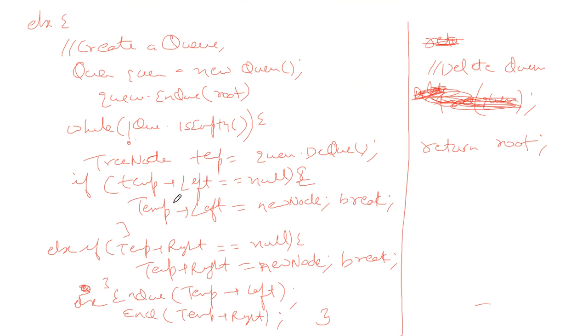Okay. Temp's left is null. Okay. Temp left equal to new node and break. So this while loop will be broken out and you will be returning the root and that's it. End of the story. Tree node temp equal to Q dequeue, the last element that is getting dequeued.